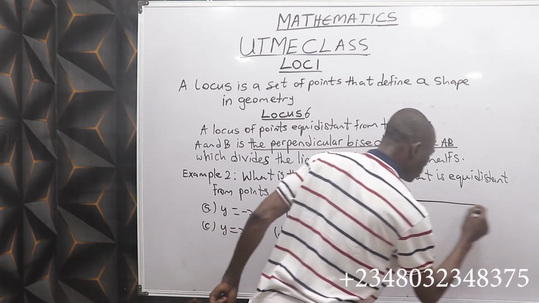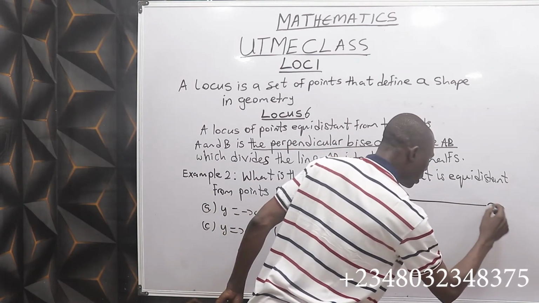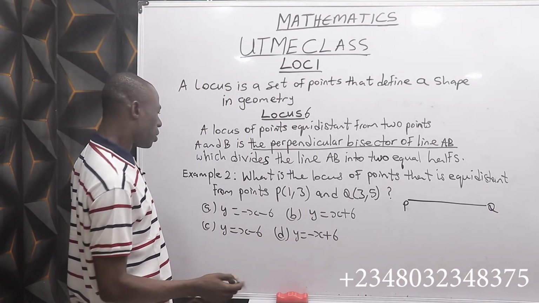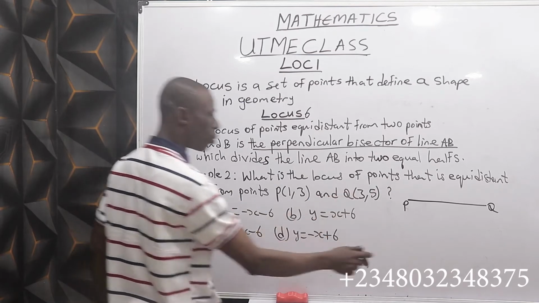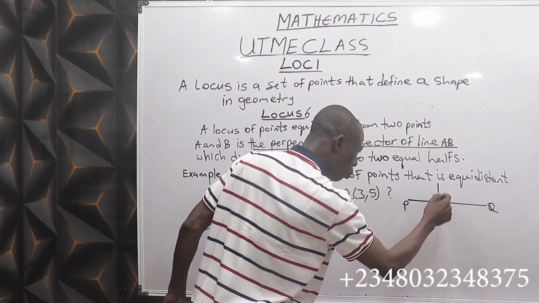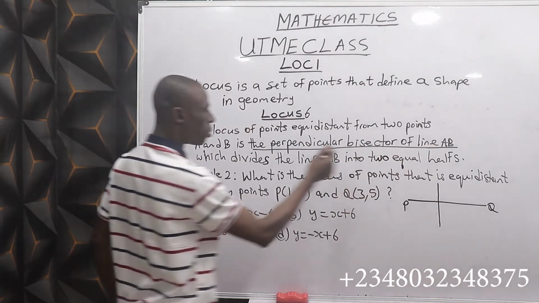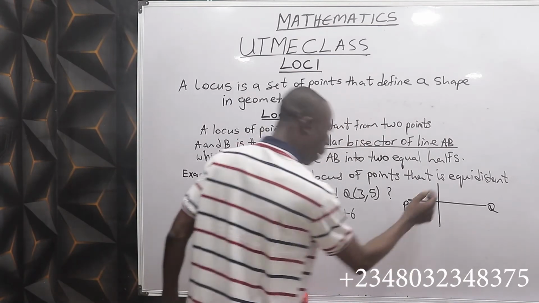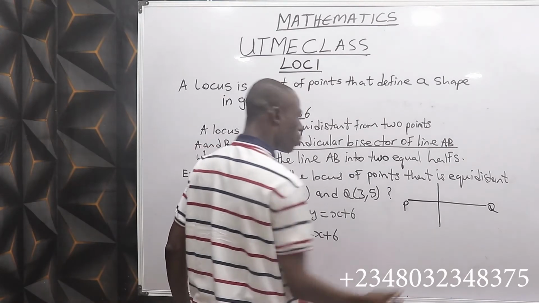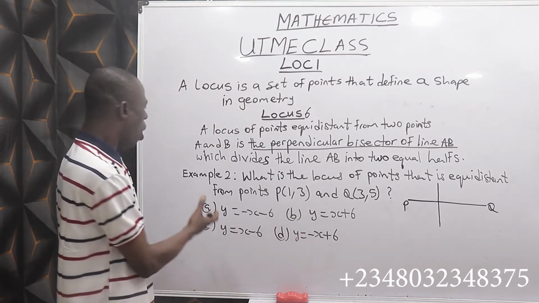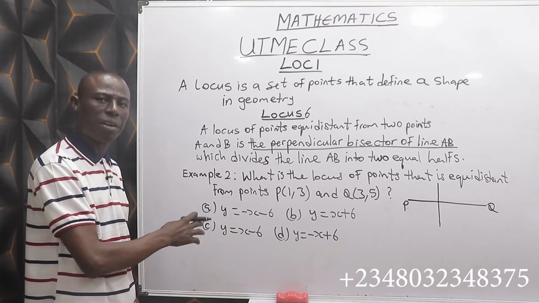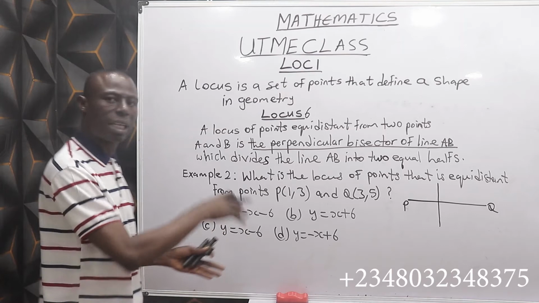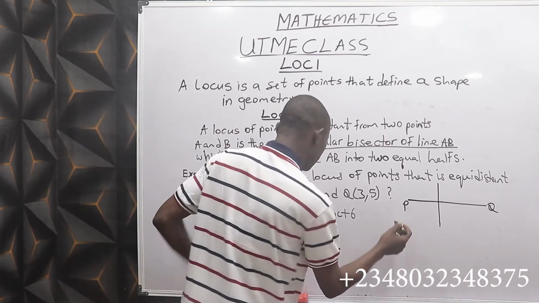Supposing this is P, this is Q. The locus of points that will be equidistant from the 2 points P and Q will be this perpendicular bisector. So see it on the board. Perpendicular bisector of the line PQ. And that perpendicular bisector is the locus we are talking about. But you can see that our options are not in words, but rather in equations, meaning that we are bringing coordinate geometry into it. So how do we go about that?